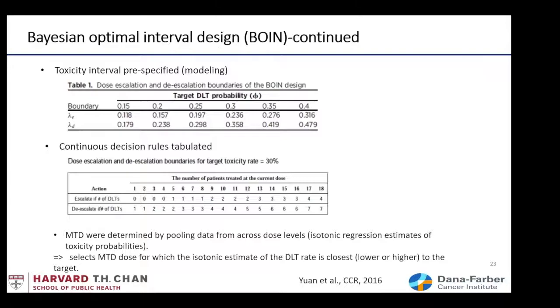Based on these rules, based on these intervals, the escalation and de-escalation boundaries can be clearly calculated and tabulated as shown here. Because we know the observed number of DLTs, we know which number of DLTs will give numbers within and above these intervals. So we can tabulate the escalation and de-escalation rule.